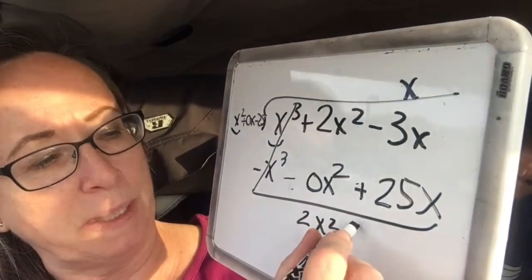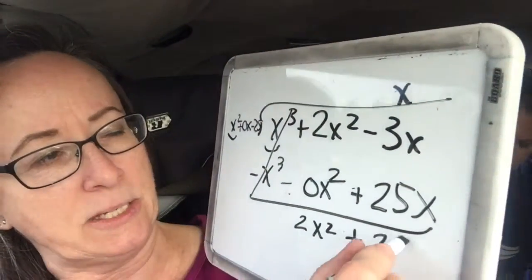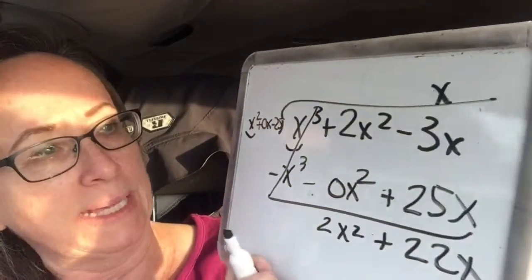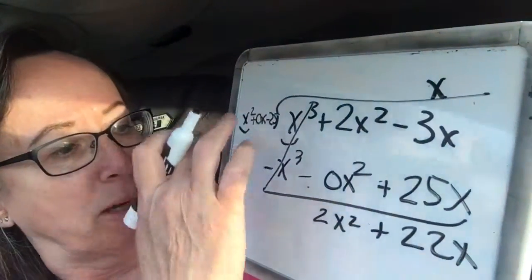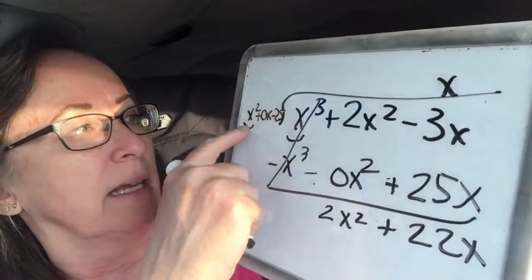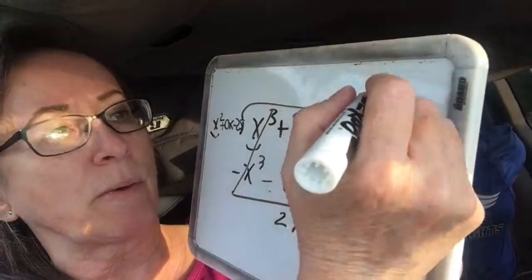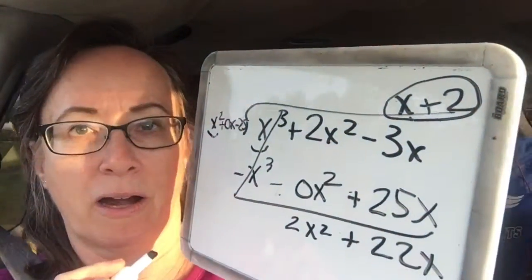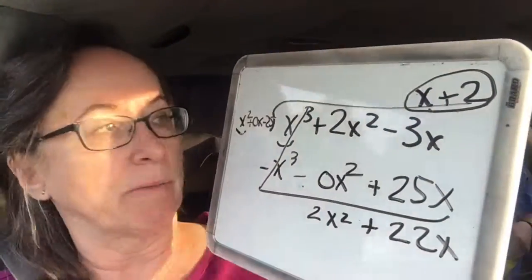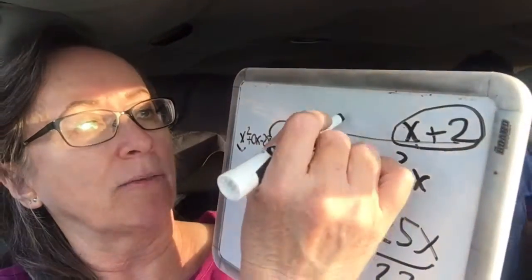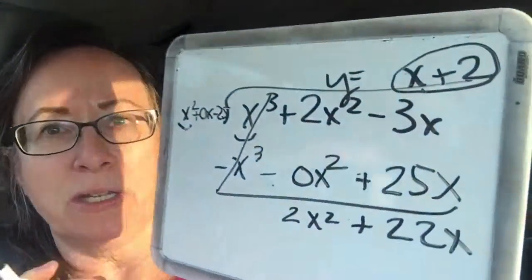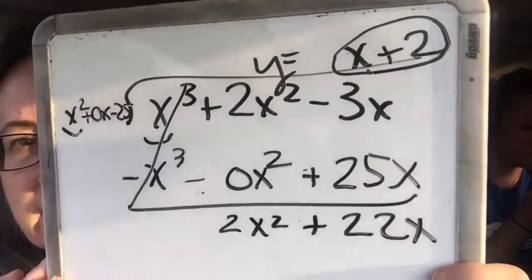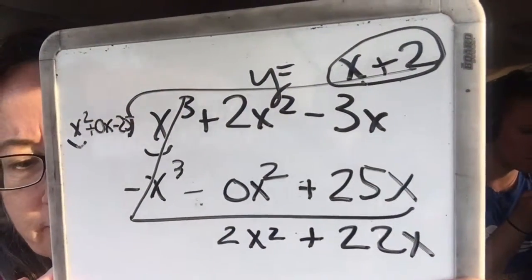And this one is going to be plus 22x. Okay, so now we've already got our x one. Now all we have to do is find our constant. So x squared goes into 2x squared 2 times. And remember, once we have our linear portion, we don't care about that remainder at all. So we're going to have y is equal to x plus 2 is our slant asymptote on that one.